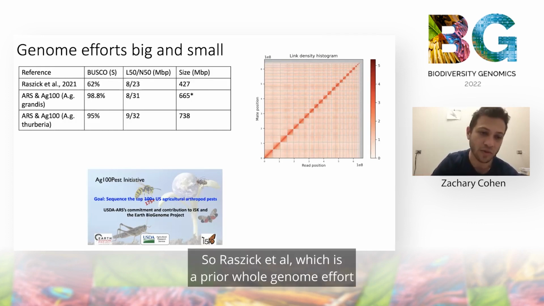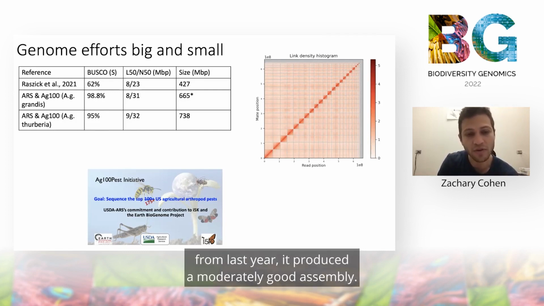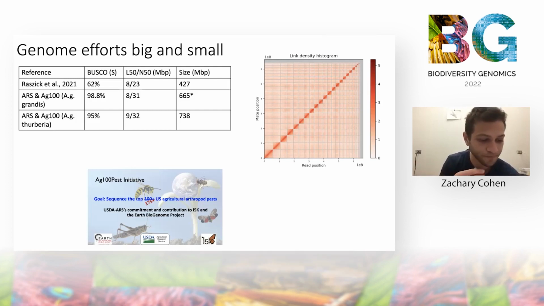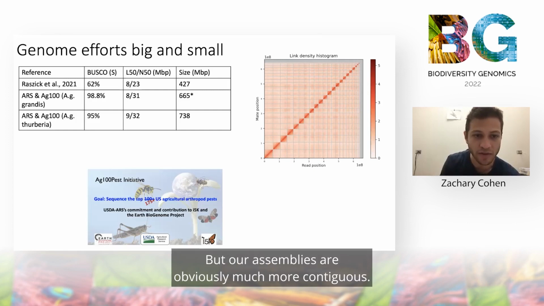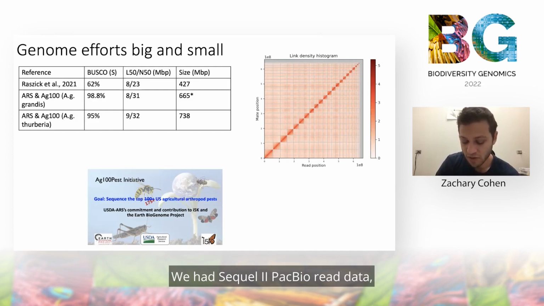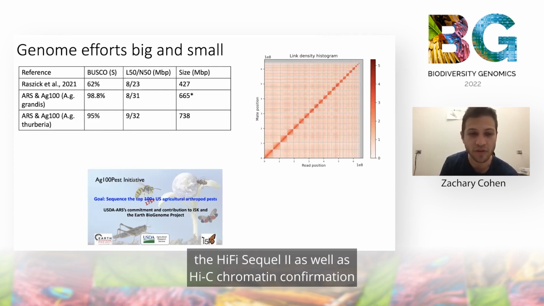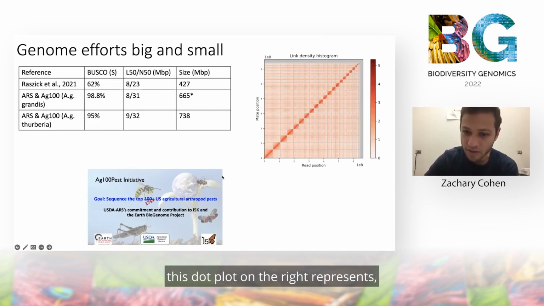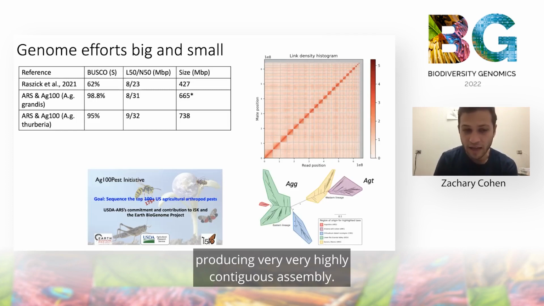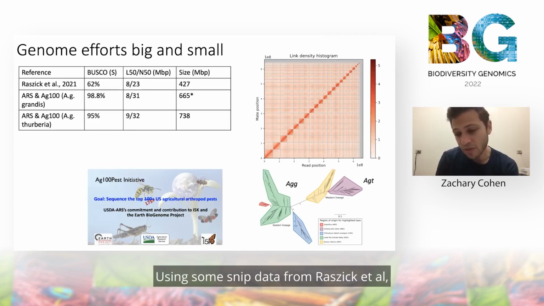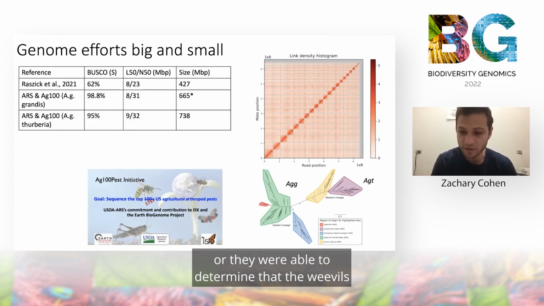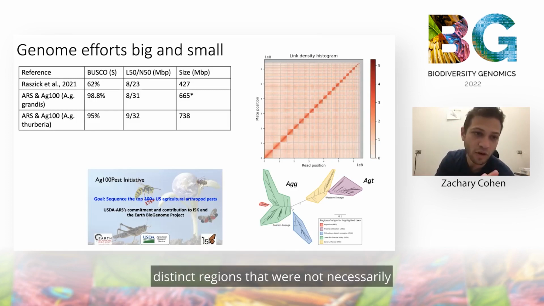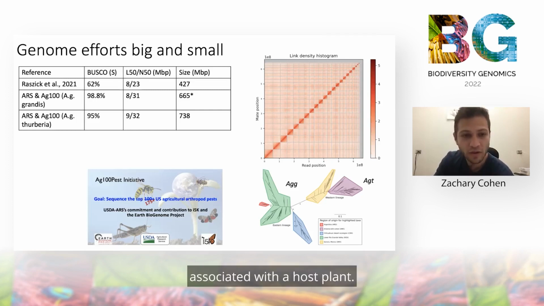So Razek et al., a prior whole genome effort from last year, produced a moderately good assembly. It was about 2/3 of what we expected based on BUSCOs and the C value of the weight of the DNA. But our assemblies are obviously much more contiguous. We had Sequel II PacBio HiFi read data, as well as Hi-C chromatin conformation, which is what this contact map on the right represents, producing a very highly contiguous assembly. Using some SNP data from Razek et al., they were able to determine that the weevils clustered in these two geographically distinct regions that were not necessarily associated with a host plant.